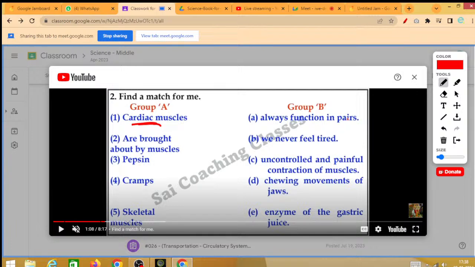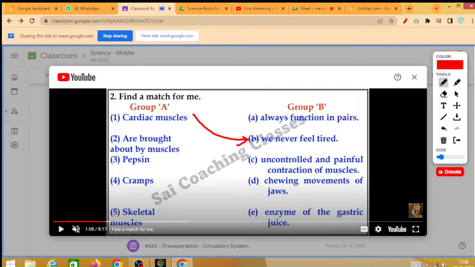Cardiac muscles, where should I match it? I'll read the B options. Always function in pairs. We never feel tired. Uncontrolled and painful contraction of muscles. Chewing movements of jaws. Enzymes of the gastric juice. Out of these, we have to see which one matches. We never feel tired. Very good. Cardiac muscles never feel tired because once they feel tired, we are gone.